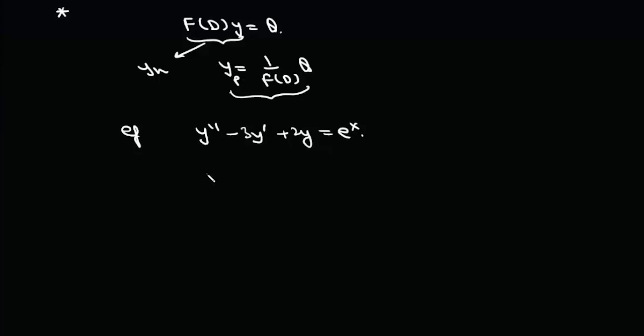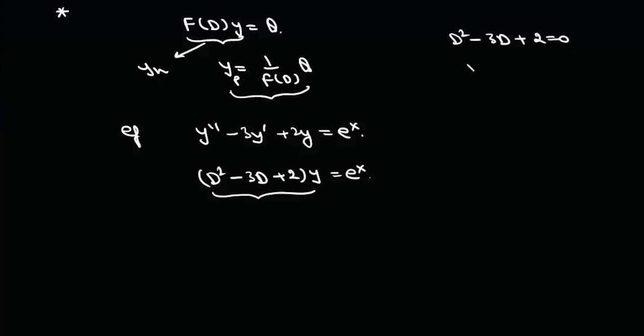Now we can write it in terms of differential operator as D square minus 3D plus 2 y equals e to the power x. Now first we'll find the solution to this homogeneous equation, and for that we'll write D square minus 3D plus 2 equals 0. So we get D as 1 and 2. So in this case, yh will be simply c1 e to the power x plus c2 e to the power 2x.